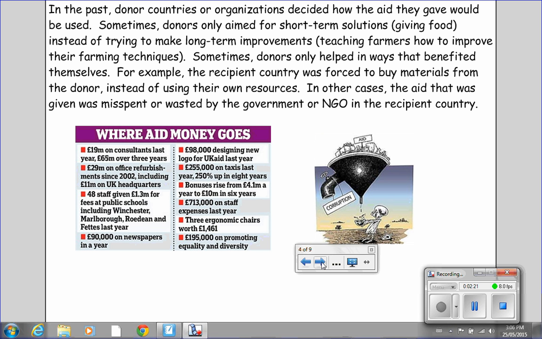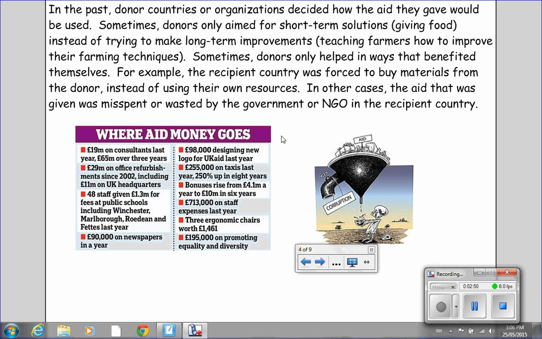In other cases, the aid that was given was misspent or wasted by the government or NGO in the recipient country. And yes, look at this political cartoon. You can have this abundance of aid, but when it goes through political challenges, there's a fair degree of corruption. So all of that aid does not reach who it's meant to reach.